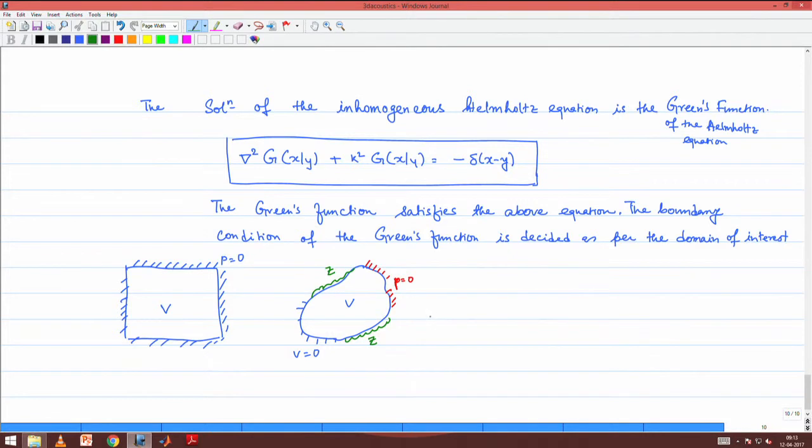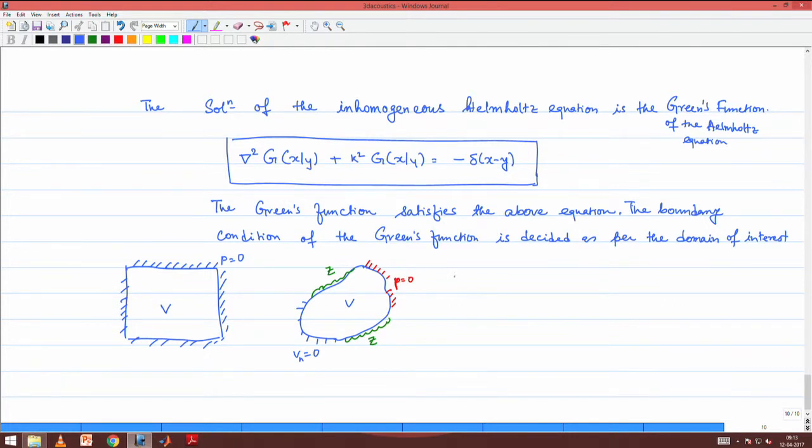Then the corresponding Green's function will necessarily have to satisfy these boundary conditions: the Green's function itself must be 0 over the region where p is 0, because the Green's function is a pressure-like quantity. Similarly, if the normal velocity is 0, not velocity in every direction but normal velocity, then the gradient of the Green's function along the direction of the normal should be 0, because del p dot n is the particle velocity along that normal direction.